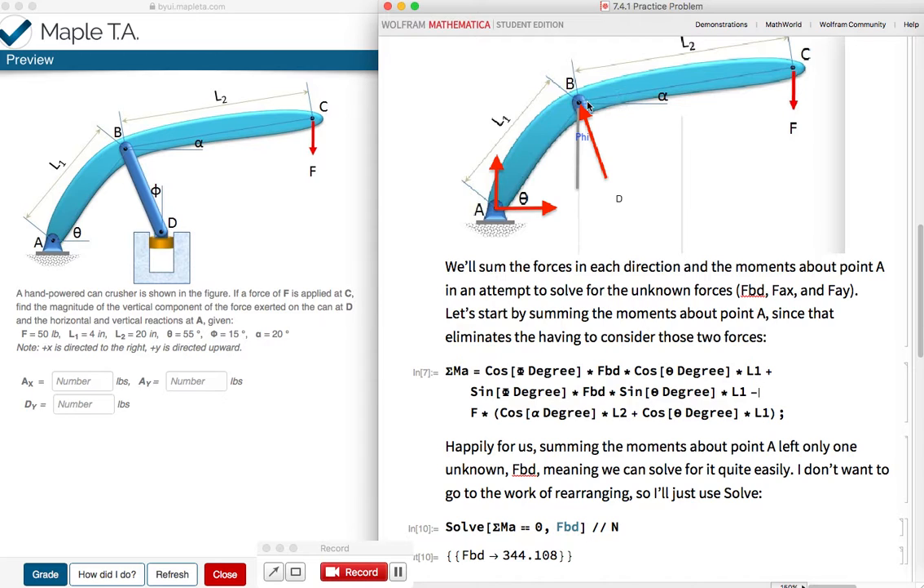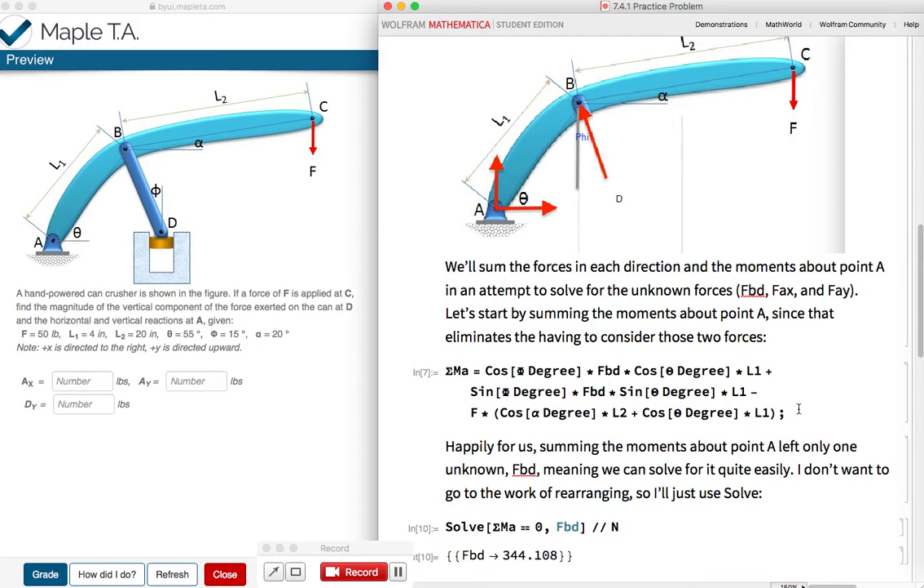We have to get the horizontal distance from B to C first, and we do that by taking cosine of alpha times L2, and then we have to again get the horizontal distance from A to B, so cosine of theta times L1, and we combine those together. So here's our force for that final moment, and here's what we just talked about for the distance, and it's negative because it's going clockwise about point A.